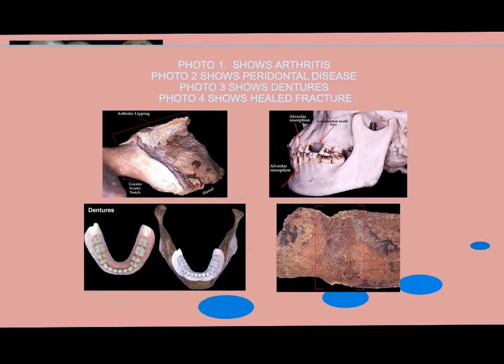And just to show you, when we find skeletal remains, you may find that they have dentures. You may find that there's a healed fracture where there was once a break. You may find that the individual had some kind of periodontal disease, or we can look and determine that they would have arthritis. So a lot of information can be gained by examining the skeletal remains of an individual.